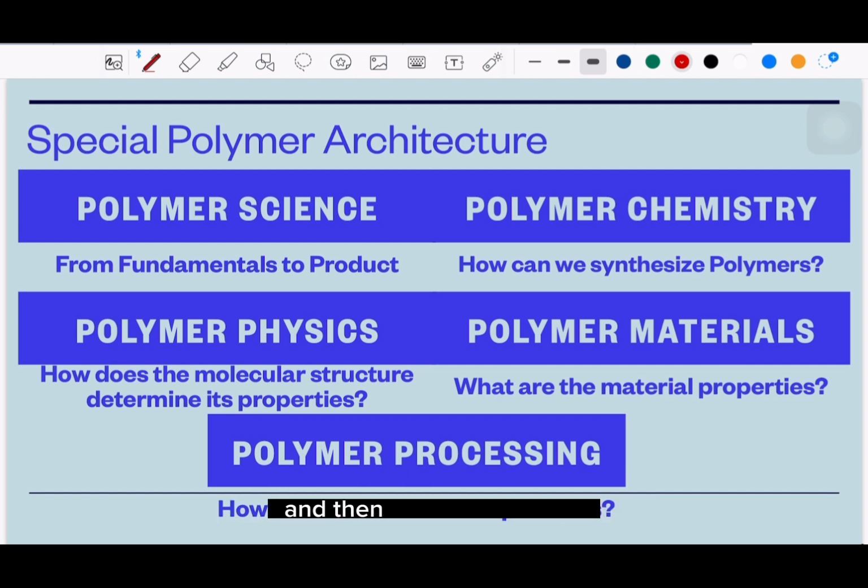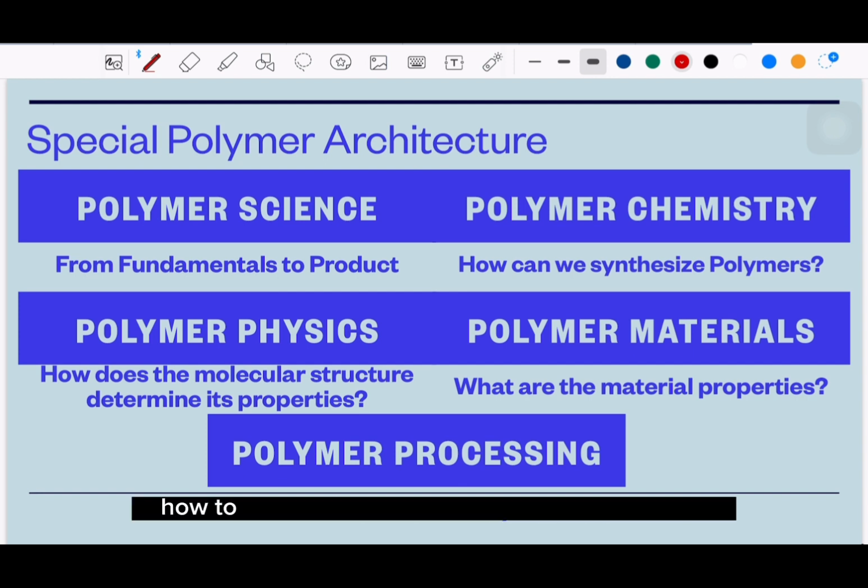And then the material itself will be related to this structure. So what is the property? And then, of course, the last one is process. How to process, how to fabricate the products, and the final product of the polymers.